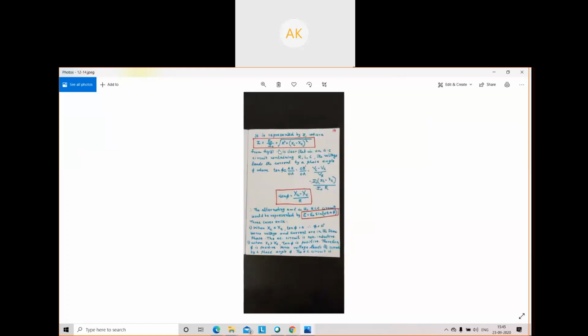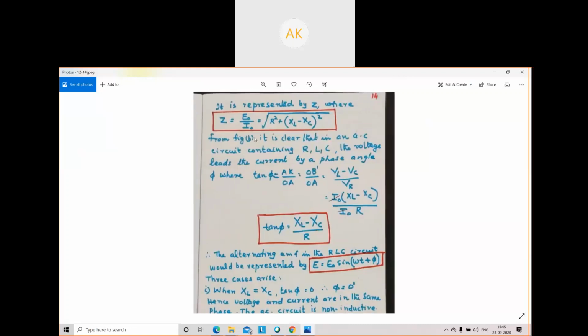Okay, so we got the equation for impedance. Impedance E0 by I0 is known as the impedance of the circuit, which is equal to the square root of R square plus (XL minus XC) all square.